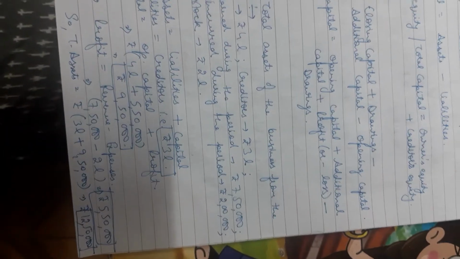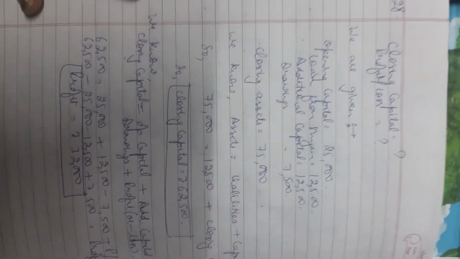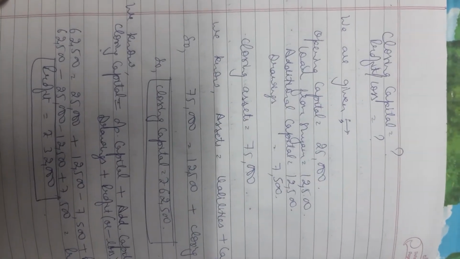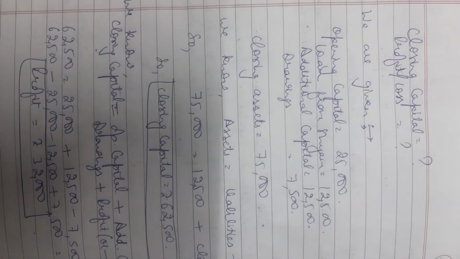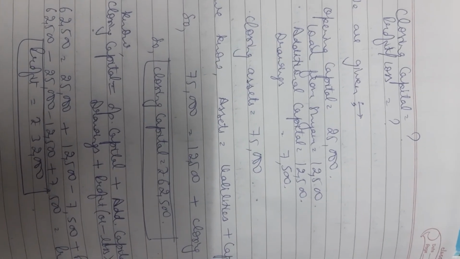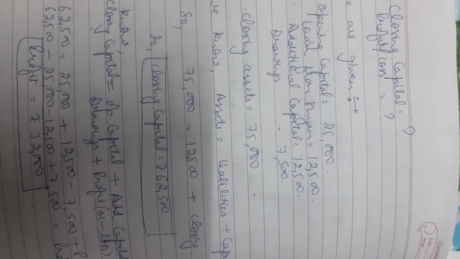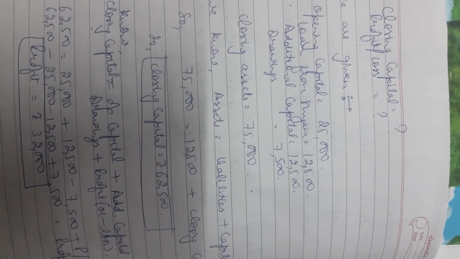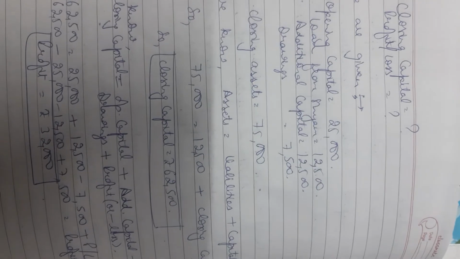Now students, I am going to take up next question of back exercise, that is question number 28. So 28th question, we are required to find out closing capital and profit or loss incurred in the business. We are given in the question opening capital, which is 25,000. We have taken loan from Sham, that is 12,500. This loan becomes the liability of the business. Then we are given additional capital 12,500, drawings 7,500.